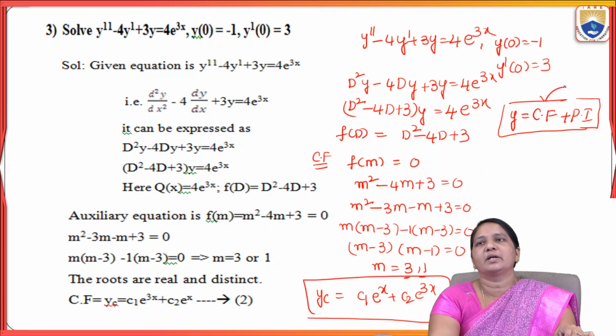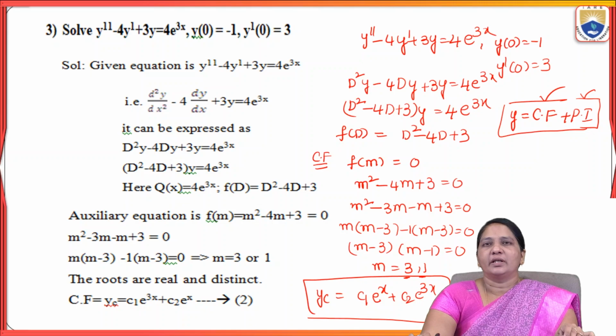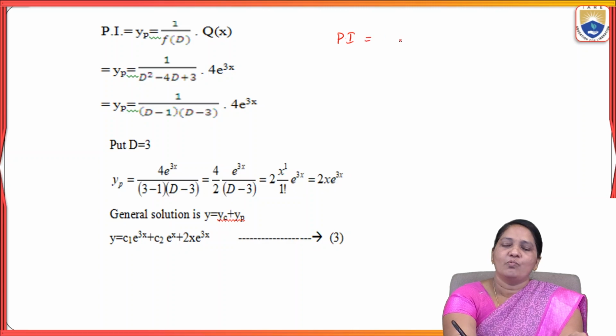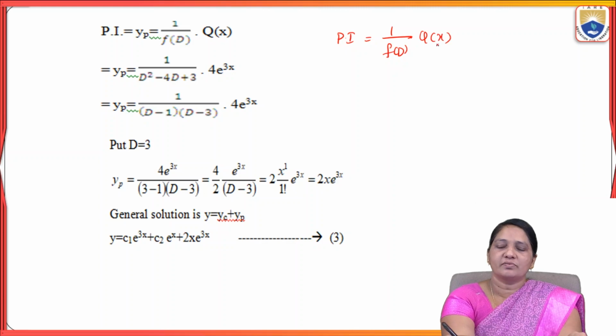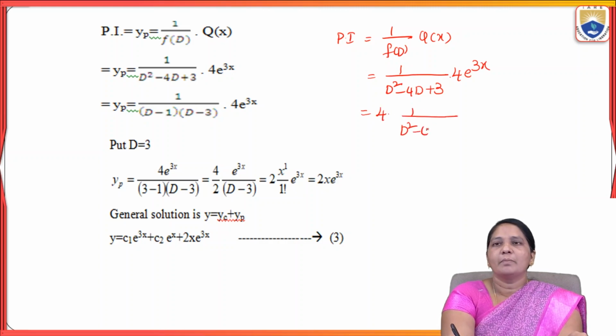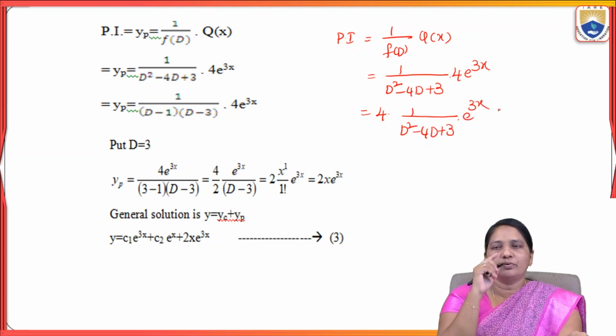So that means the first part is completed. Particular integral: how to calculate the particular integral? Here PI equal to 1 by f of D into Q of x. What is the Q of x value? What is the f of D? We are going to replace here. f of D is D squared minus 4D plus 3, into 4 e power 3x. Now 4 is the constant, taking it out, and writing the value here: 1 by D squared minus 4D plus 3, into e power 3x.